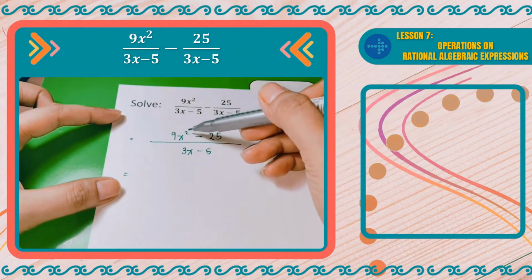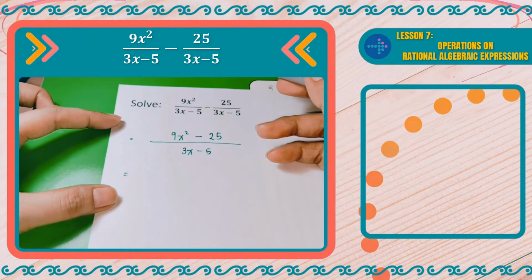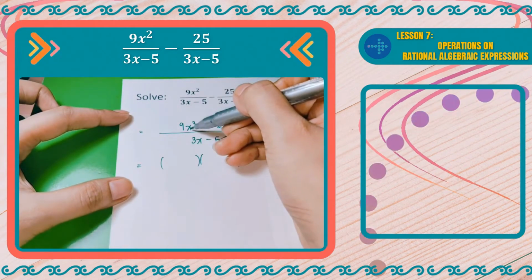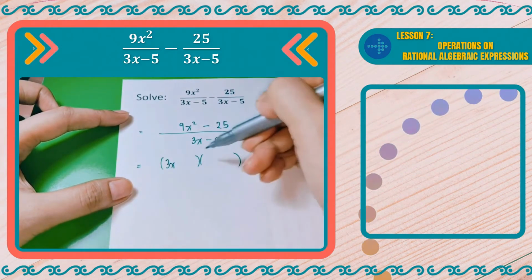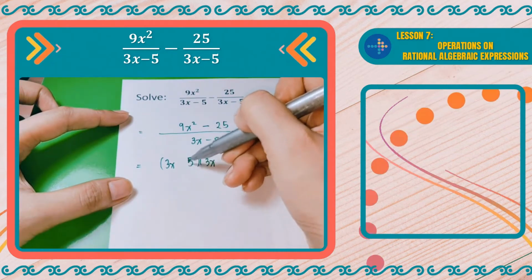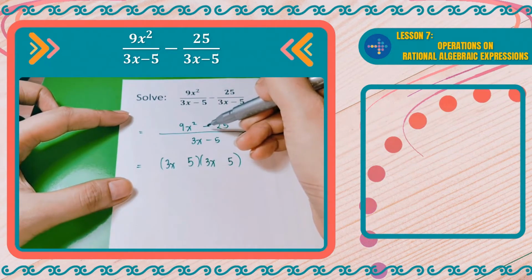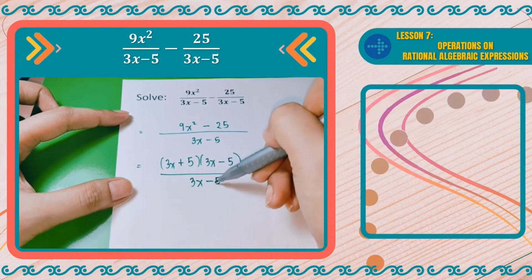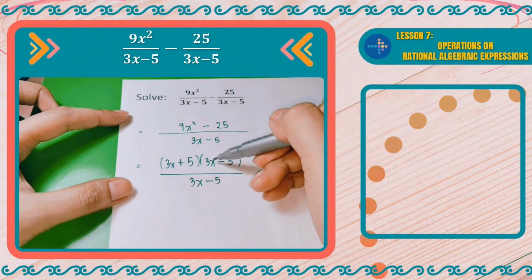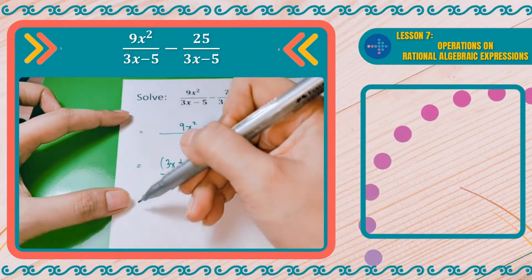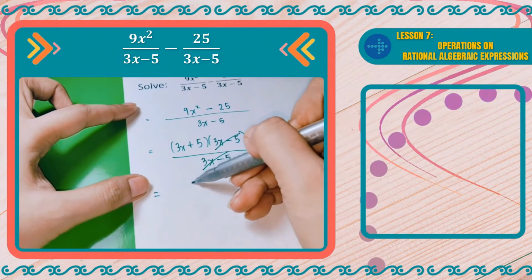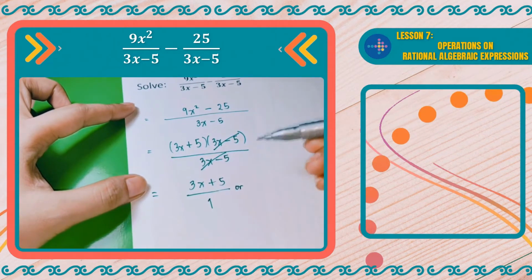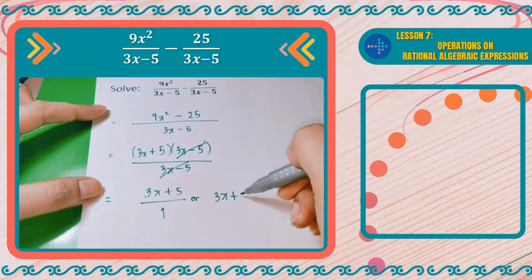Since ang 9x squared minus 25 ay factorable using difference of two squares, let us check. Square root ng 9x squared ay 3x, then square root of 25 is 5. So, isang sum, isang difference. Then, the denominator is 3x minus 5. Now, we can cancel the binomial 3x minus 5. So, ang natira sa numerator ay 3x plus 5. In the denominator, we have 1. So, the simplest form would be 3x plus 5.